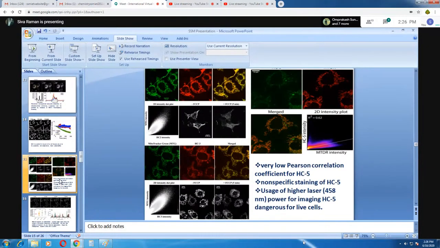Next, here are some merged images from the mitochondrial co-localization for HC2, HC3 and HC5. Apart from HC1, HC2, HC3 and HC5, HC5 has a very low Pearson correlation coefficient, around 0.6. It's not too bad compared to our other dyes, HC1, HC2, HC3, HC4 and HC6, while the rest of the dyes have around 0.9.